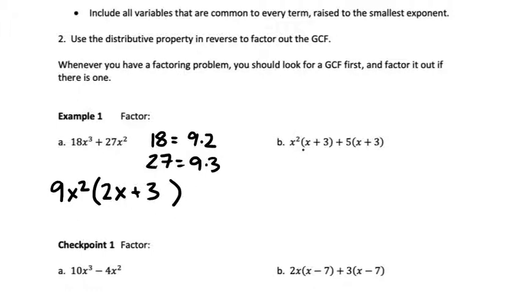Part B is a little bit different. My GCF here is not a single variable or number, it's actually this set of parentheses. So the x plus 3, that binomial, is the GCF. That's the factor that they have in common. And so to factor that out, I would put that x plus 3 on the outside. I'm going to keep it in the parentheses. And then I'm going to have a second set of parentheses that includes this and this, x squared and plus 5. So I sometimes call those the leftovers.